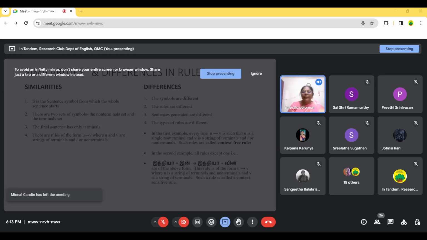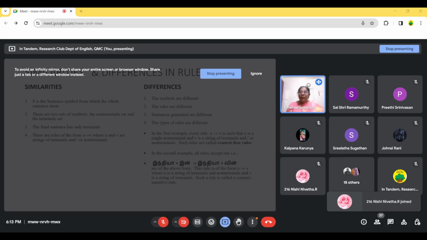So on the left hand side, it's a string of terminals and non-terminals. And here you have a case ending coming on the left hand side. India plus in going to India plus in. So this was the difference I noticed from the English grammar and the Tamil grammar. Next slide.